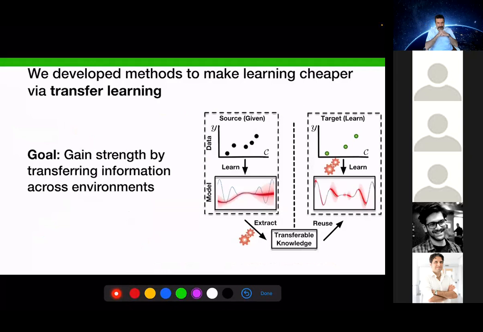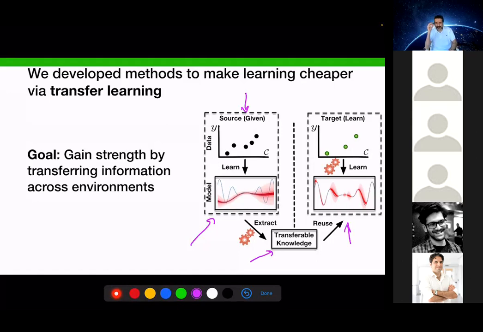And in the context of transfer learning, we are talking about the situation where we want to have some reuse across environments, right? We have some source environments where we are given some performance measurements in one environment, and then we would like to extract some knowledge, some model from the data and reuse this in the target environment.